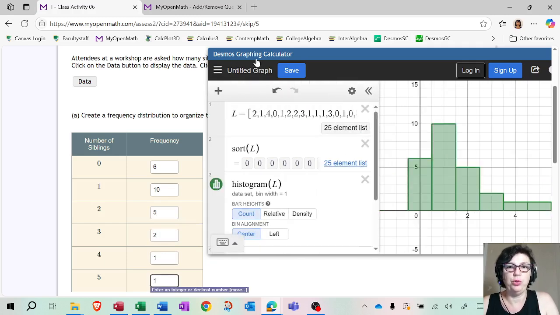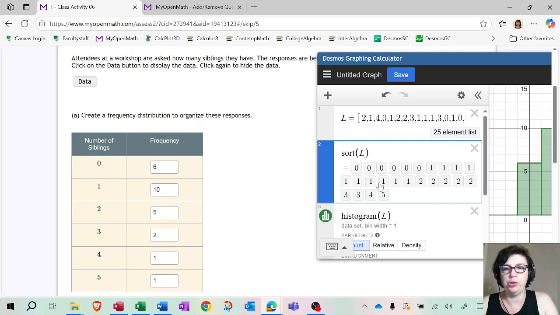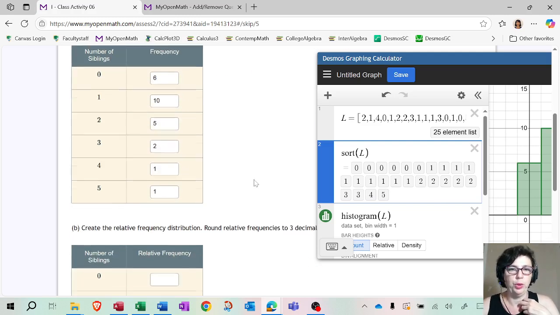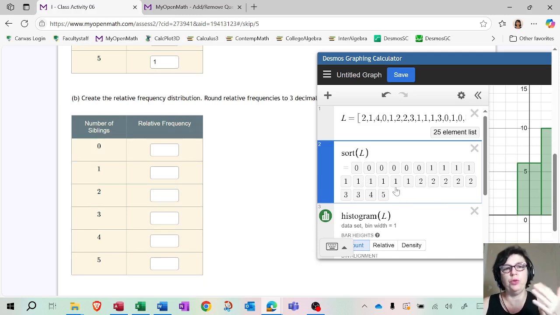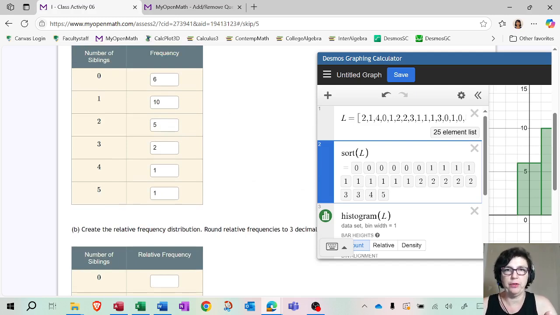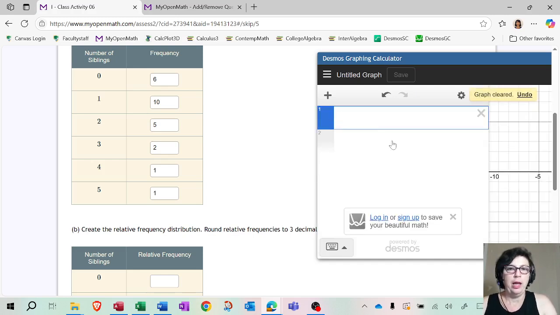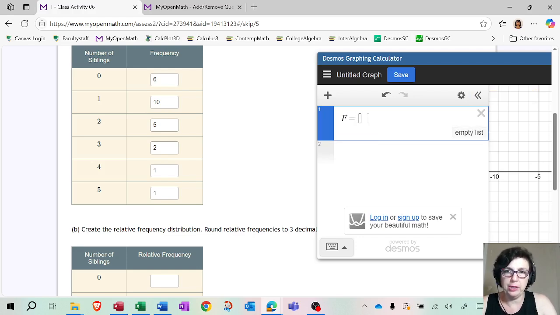That allows you to not have to count, but you can also verify your work by sorting your data and looking at it. The next thing to do is to find relative frequencies, which is a similar process to what I already explained for categorical data. There is not going to be much of a difference because we already have the frequencies. Now we want to convert them to relative frequencies. So I will clear everything at this point and create a new list, capital F equals, for frequencies. This time I do need to insert square brackets, and then type the frequencies separated by commas.